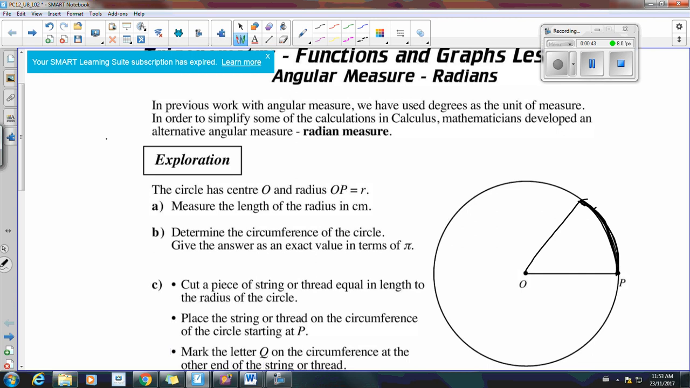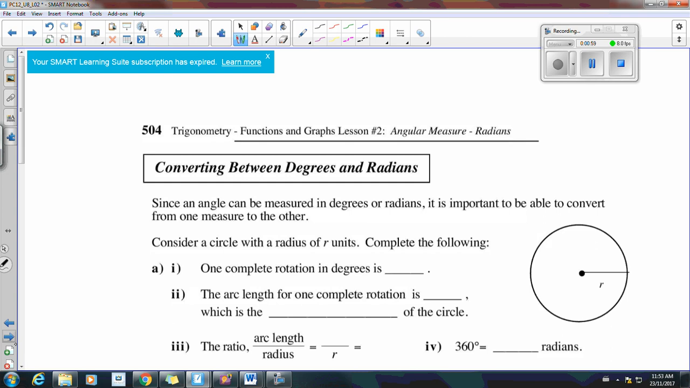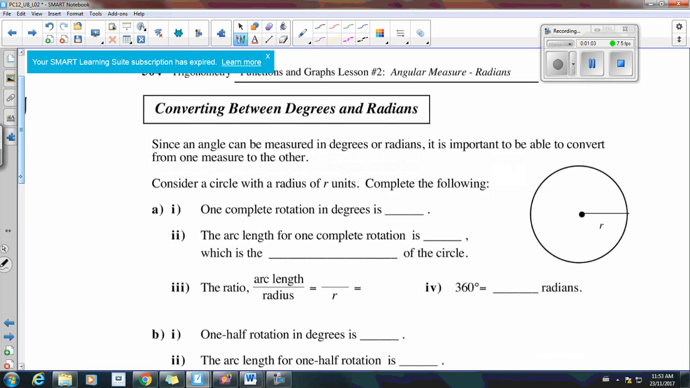Now, we did a bit of an exploration in class and we made our little crafts that help us with radians. So we're not going to do the exploration in here. We're going to go to the next page. So we're going to quickly talk about converting between degrees and radians. Since an angle can be measured in degrees or radians, it is important to be able to convert from one measure to the other.